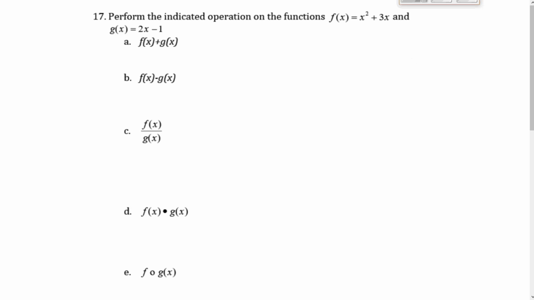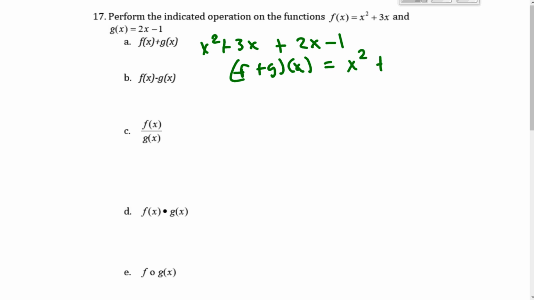Alright, here you're asked to add, subtract, divide, multiply, and find the composition of 2 different functions. So here I'm adding the 2 functions, so I'm going to take x squared plus 3x, and I'm going to add 2x minus 1. This one's the easiest one. So f plus g of x, I'm adding them, equals x squared plus 5x minus 1.